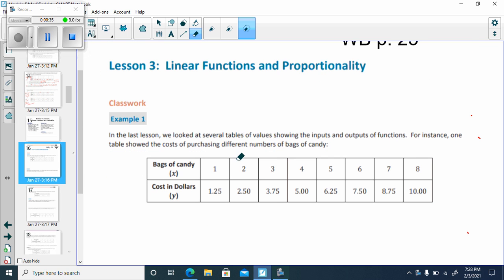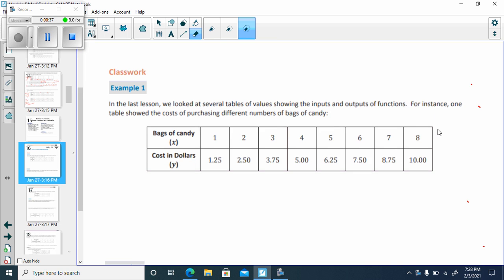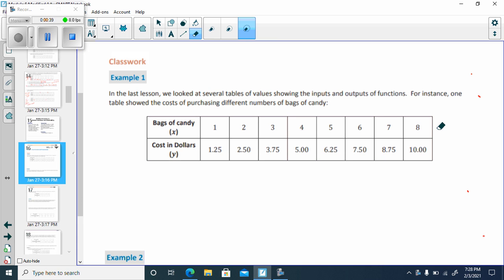Let's start with Lesson 3 here, linear functions and proportionality. We've seen this equation before. We've seen this data table before. What I'm asking you to do right here is to write a linear equation for this. Now, let's go through how to write a linear equation for this.